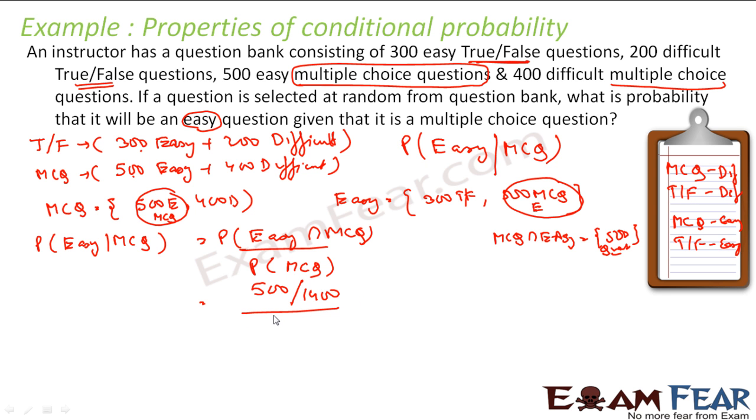Probability of MCQ is how much? MCQ is how many questions? 5 plus 4, 9. 900 by 1400. So if you solve this, you get 500 by 900. So that is my conditional probability of getting an easy question, given that the question selected is an MCQ question. Correct?